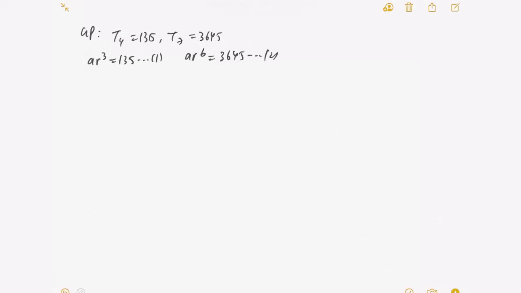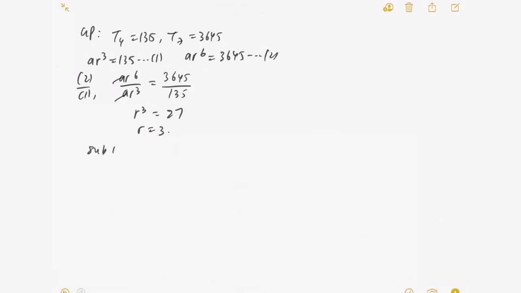Okay, so I'm going to take equation 2 and divide by equation 1. So when you divide here, AR⁶ by AR³, in arithmetic progression we always add and subtract to get rid of one unknown. In geometry, we're going to divide. Because when you divide this, we can actually cancel out your A. And if you simplify, R is to the power 3 here. So 3645 divided by 135, I've got 27. So the cube root of 27 is 3.